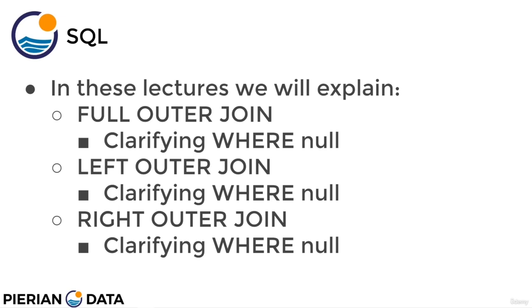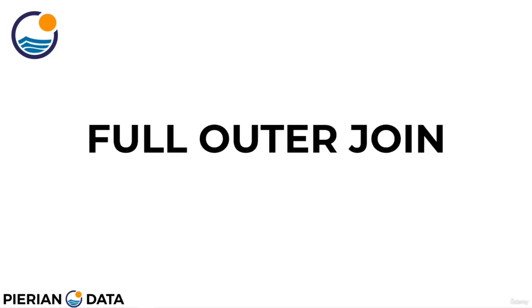Once you understand that, we'll just quickly go over right outer join, since it's essentially the reverse of a left outer join. If you understand a left outer join, you pretty much already understand a right outer join. It's just the opposite. But let's not get too carried away. Let's begin with the full outer join.